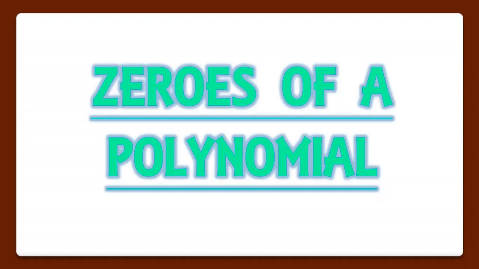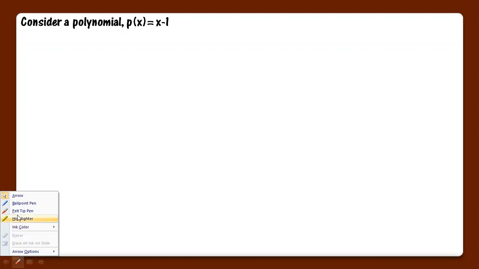We have already discussed what polynomials are. Now in this part we are going to study what the zeros of a polynomial are. We'll understand this through an example. Consider a polynomial p(x) equals x minus 1. This is a very simple polynomial form.